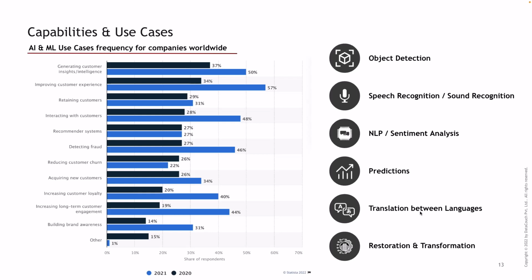Apart from that, there is another use case, translation between languages. It can auto detect which language we have in the text that we are providing for translation. And then we have translation happening from one language to another.